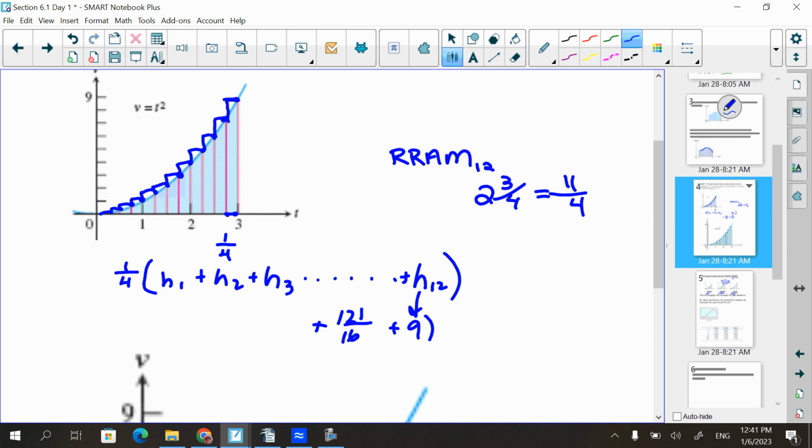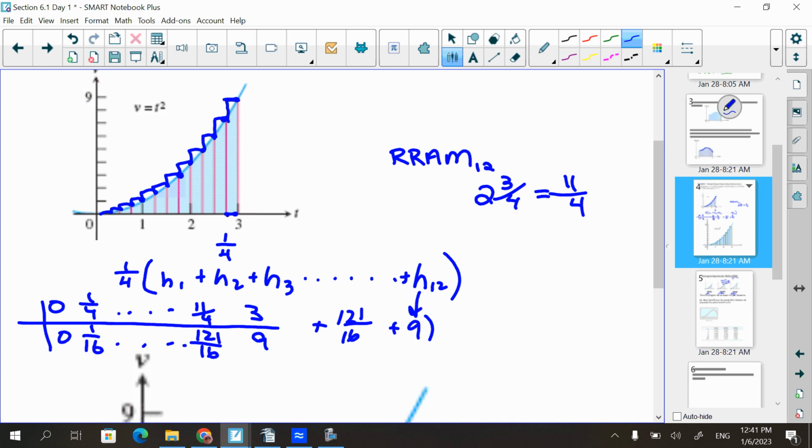It's easiest if you actually make a chart for these values. So you're going to say when X is 3, Y is 9. When X is 11/4, Y is 121/16, et cetera. And you're going to go all the way down to 0, 0, 1/4, 1/16. And you're going to do all that from one end to the other.